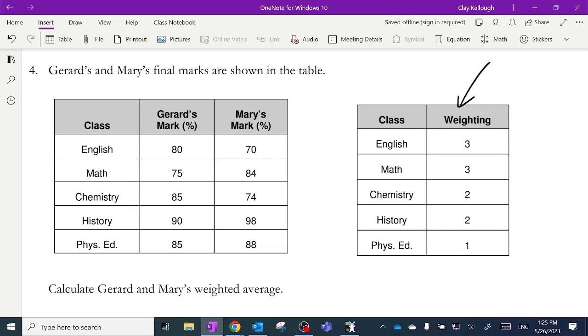What decimal of the data is 3? Well, the data is that we're adding up English, math, chemistry, history, and phys ed, and if you add up all those weightings, you get 11. So in other words, this English mark of 80 is going to be 3/11ths of his grade. And math is going to be another 3/11ths of his grade. Chemistry will be 2/11ths. History will be 2/11ths. Phys ed will be 1/11th.